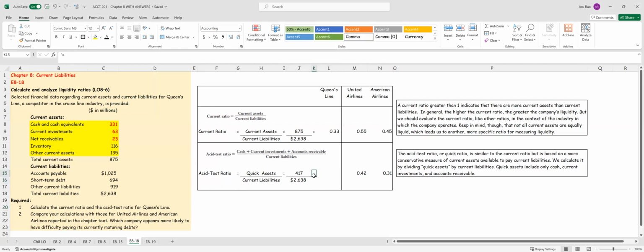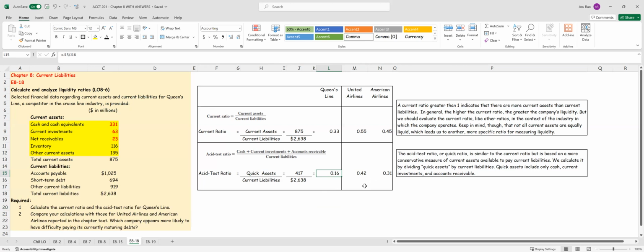So now when I do my calculation, what happens to my asset test ratio or quick ratio? It's 0.16. I'm saying I have 16 cents for every dollar in current liability. I would not want to be one of those vendors or suppliers waiting for my money with this company, Queensline. United, the number drops obviously, but it's 42 cents. Here it's 31 cents. Better than we are, but again, the whole industry doesn't seem to be doing too good.